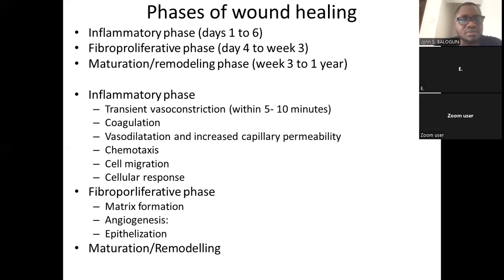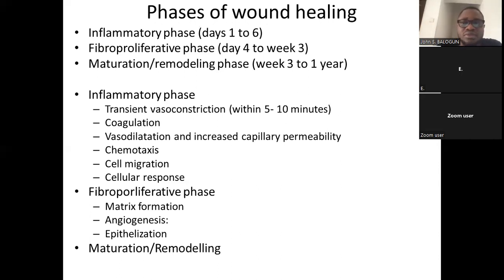Having said that, for your level, I'm trying to discuss it at your level. There are 4 phases: the hemostatic phase, the inflammatory phase, the proliferative phase, and the maturation and remodeling phase. The hemostatic phase has basically 3 components: transient vasoconstriction, coagulation, and vasodilatation. The inflammatory phase involves chemotaxis, cell migration, and cellular response. The proliferative phase has matrix formation, blood vessel formation, what we call angiogenesis, and epithelialization. Then the last phase is the maturation and remodeling phase. Now I'm going to discuss these 4 phases so that it becomes clear.